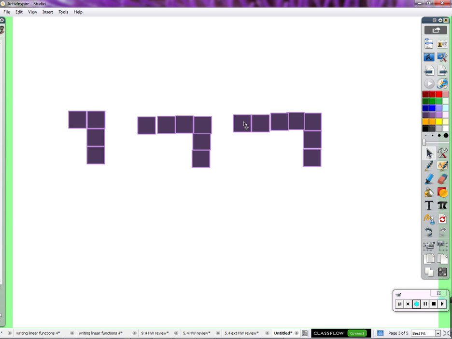So Max drew a pattern for us. Does it follow the right kind of pattern? Yeah. No.